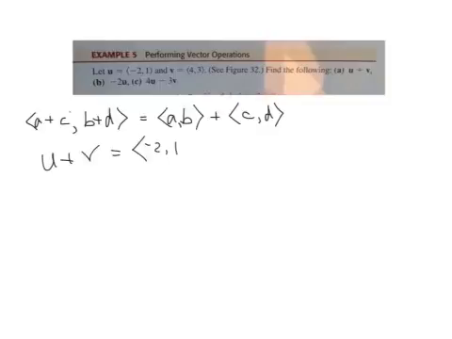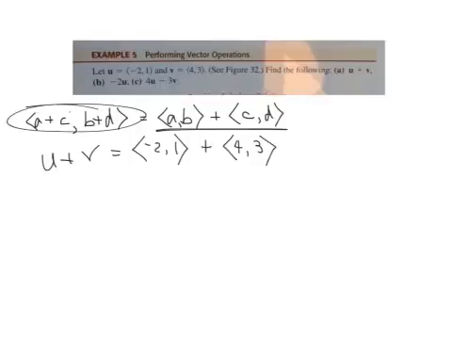-2, 1 plus, so that's my U, plus 4, 3, which is what we have right there. That equals that. So let's go ahead and add those. -2 plus 4 and 1 plus 3. So that gives me 2, 4 for an answer. So that is u plus v.